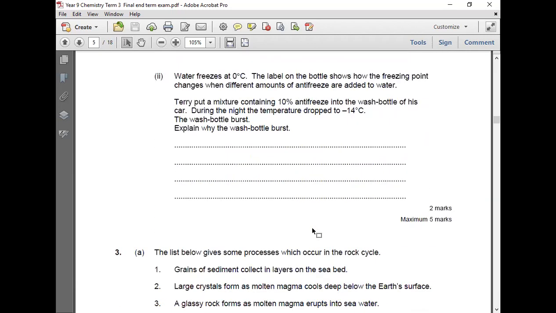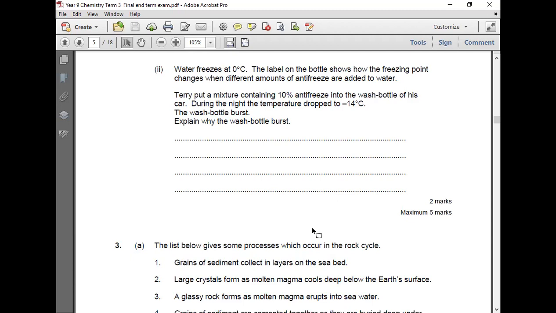The second question, water freezes at 0 degrees Celsius. The label on the bottle shows how the freezing point changes when different amounts of antifreeze are added to water. Terry put a mixture containing 10% antifreeze into the wash bottle of his car. During the night, the temperature dropped to -14 degrees Celsius. So explain why the wash bottle burst.